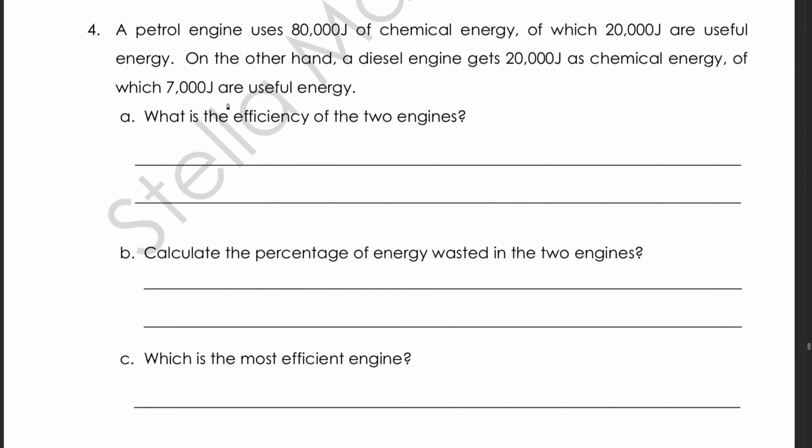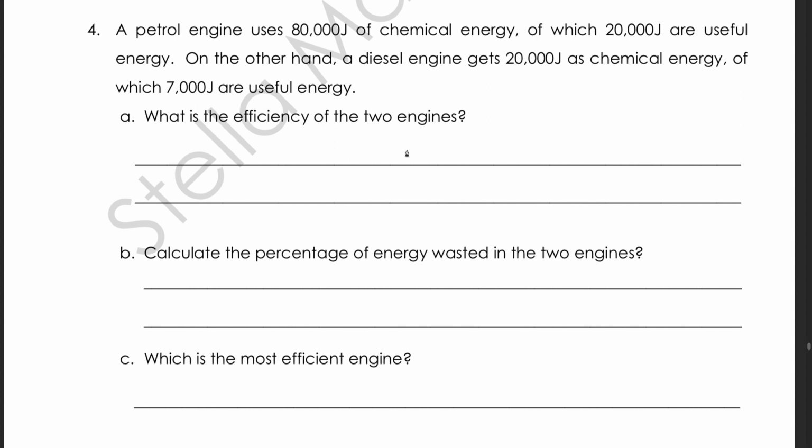Question 4. A petrol engine uses 80,000 joules of chemical energy, of which 20,000 joules are useful energy. On the other hand, a diesel engine gets 20,000 joules as chemical energy, of which 7,000 are useful energy. Question A. What is the efficiency of the two engines?